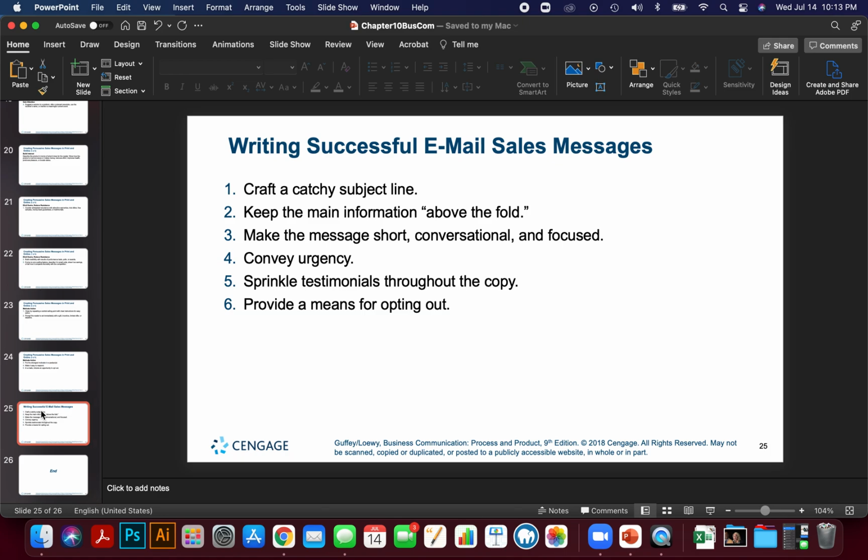Some other email sales message writing tips. Use a catchy subject line. Don't use words like free or win in a subject line because those will be caught by spam filters. Keep the main information above the fold. Don't make the user scroll to find out the main information. Make it short, conversational, and focused. Try not to use too many graphics. Make it look like an email. It's an email. Don't make it look like an advertisement. Convey the urgency and sprinkle testimonials throughout the copy. And also, finally, provide a means for opting out.